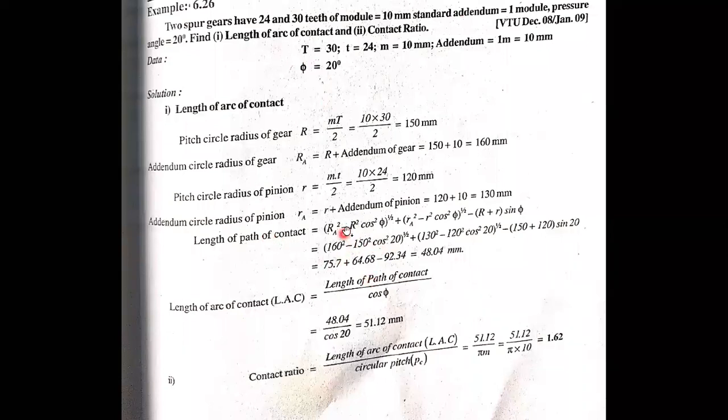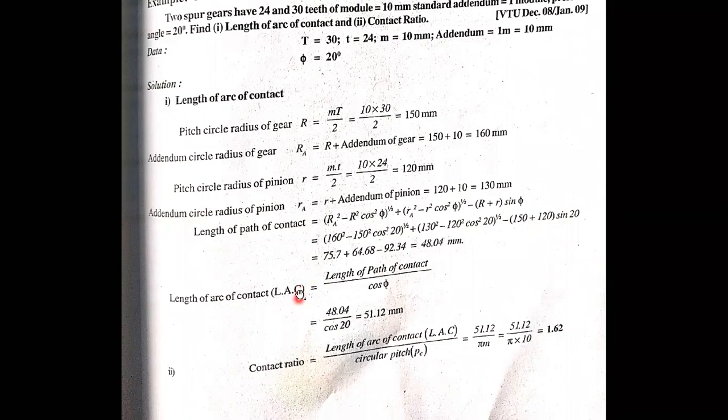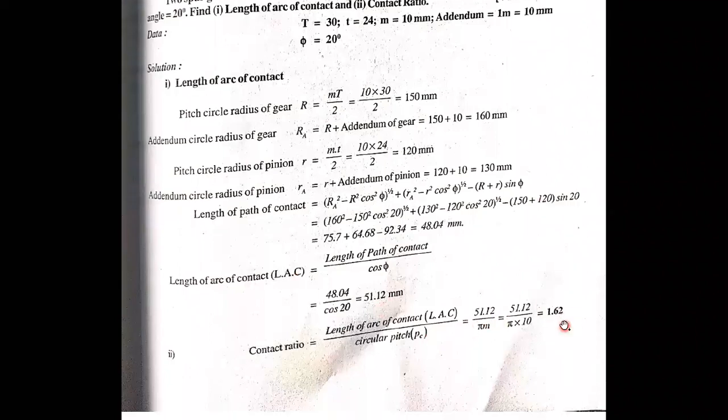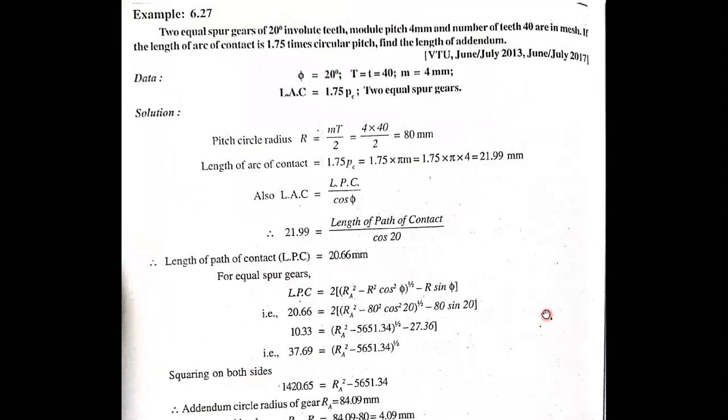So that same problem you have to calculate as previously. Length of path of contact is given by this formula, then you substitute RA and capital R, and you get the length of path of contact and finally the length of arc of contact. The contact ratio formula is LAC divided by PC. Similarly, say like 1.62, same problem, no changes.